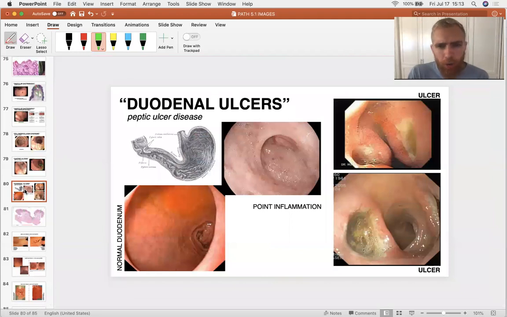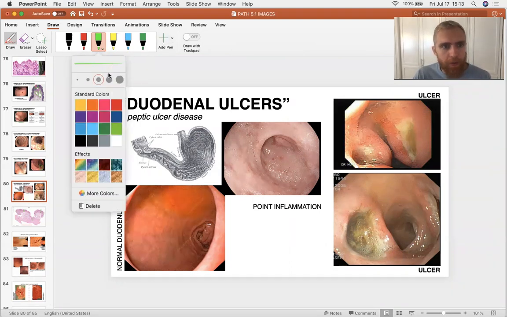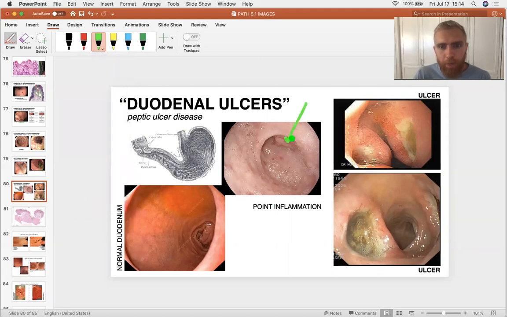Here's what duodenal ulcers look like. I put a normal duodenum in the lower left here, and then in the middle of this slide is basically some precursor lesions to ulcers, just some point inflammation there. If that were in the stomach, you'd call it an acute gastritis, hemorrhagic gastritis, or gastropathy. But then on the right side here are your duodenal ulcers, and man, it's massive.